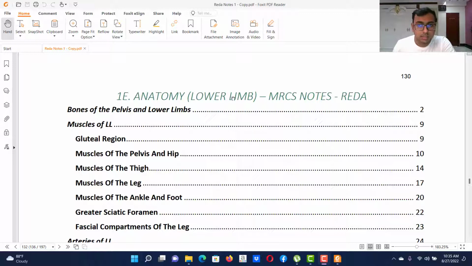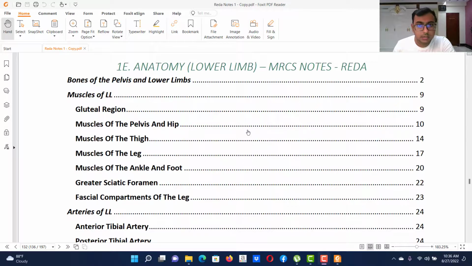So what are these first? We have to understand that not everything is needed for MRCS Part 1. There are some specific things which are very much emphasized by the examiners about the topics of the lower limb.